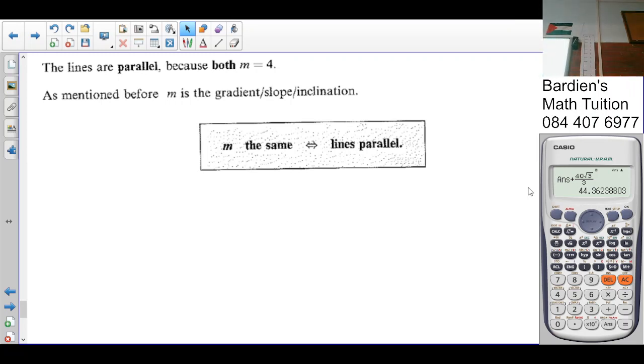We are told the lines are parallel because both m is equal to 4. As mentioned before, m is the slope, inclination, or the gradient of the graph. And you can put this in a box. M the same will result in lines being parallel. Why do you think the arrow is going both ways? It implies that it can go both ways, either way. If m is the same, then lines are parallel. Or, if lines are parallel, m is the same. That's basically what they're trying to denote at this point.